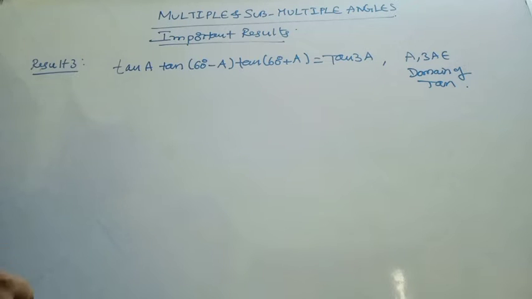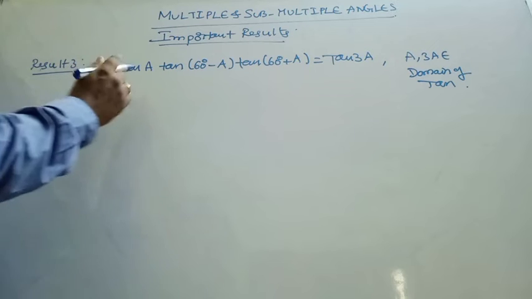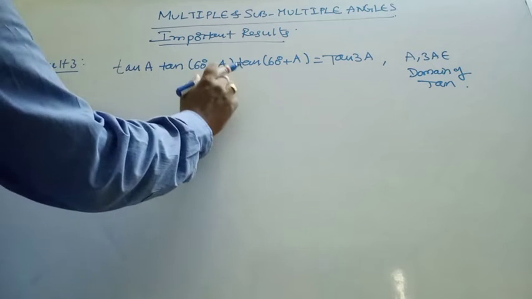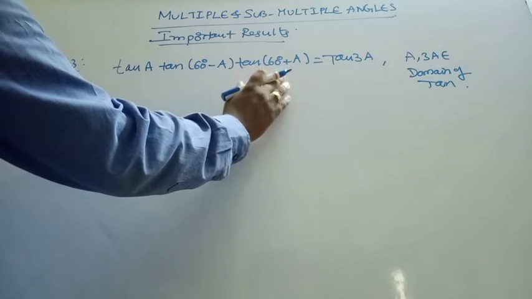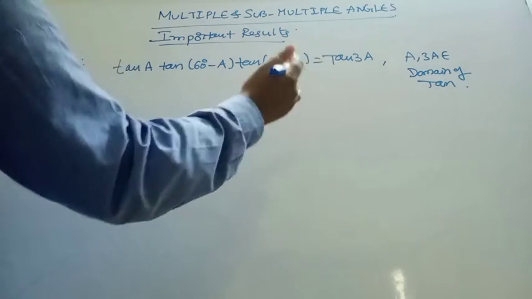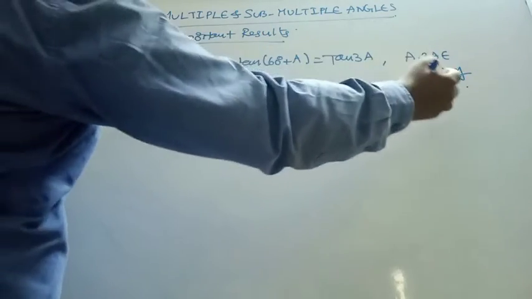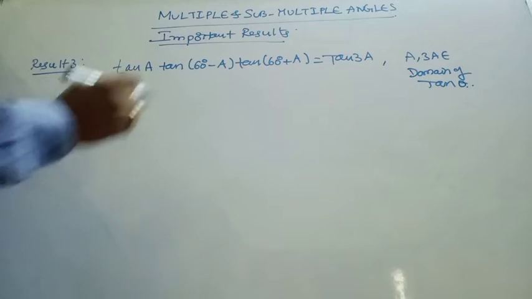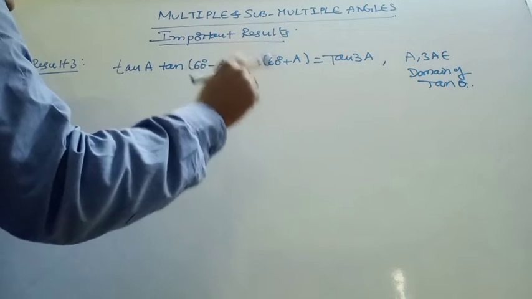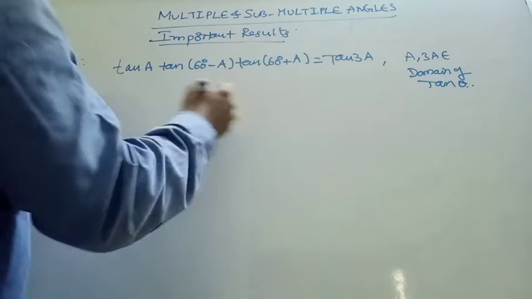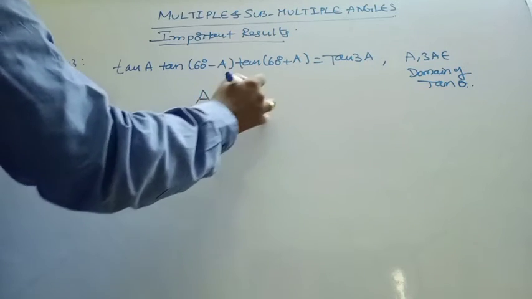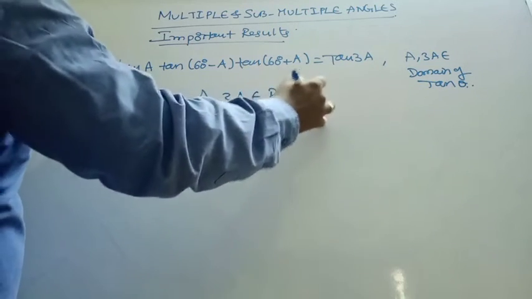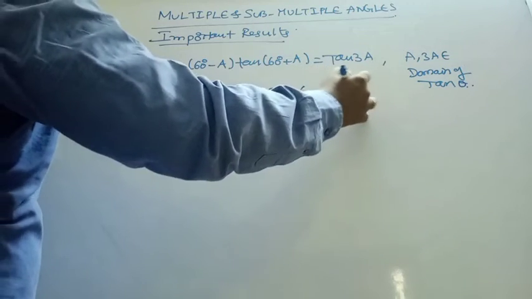Now see, my dear students, we have result number 3, that is tan A into tan(60 degrees minus A) into tan(60 degrees plus A) is equal to tan 3A, where A and 3A belong to the domain of tan theta. That means A and 3A should not be odd multiples of 90 degrees. That means A, 3A should belong to R minus (2n plus 1) into pi by 2.